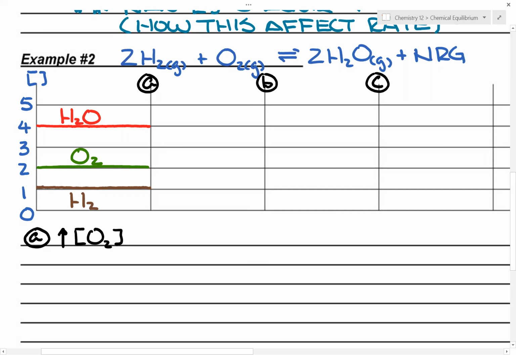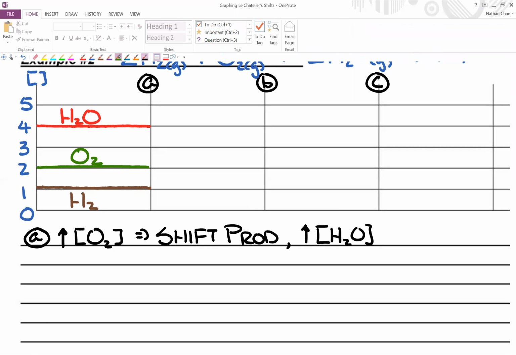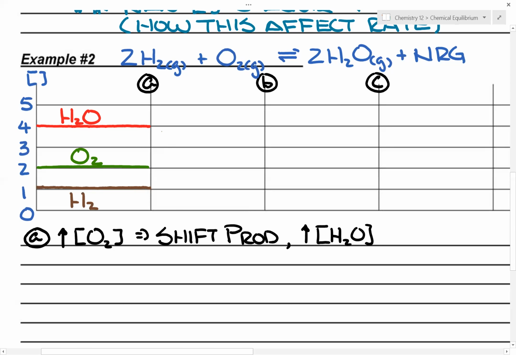Okay. Now, again, you know that if I increase my O2, that's a reactant. So it shifts to the products, and therefore, you have an increased concentration of H2O. So how would it look? So in this case, let's say I do O2. Let's say I go, let's bring it up here, okay?